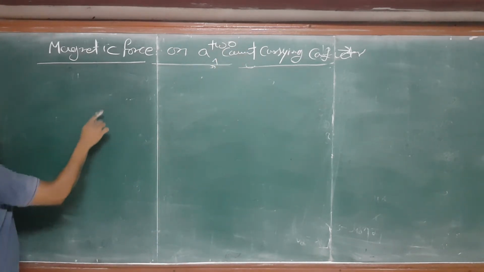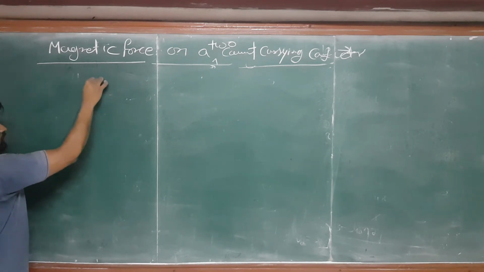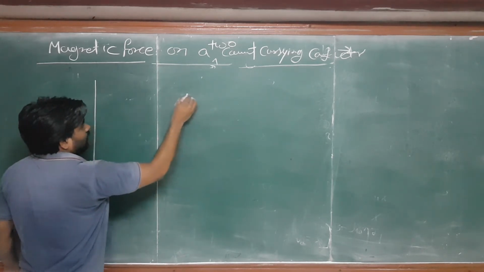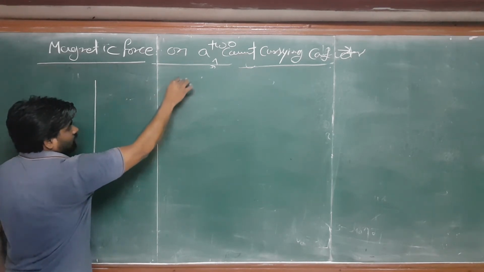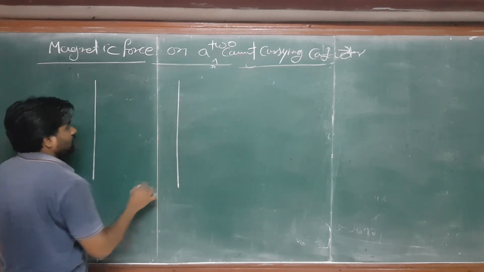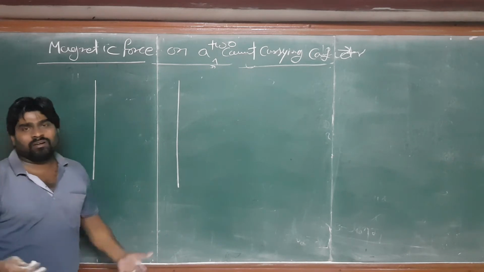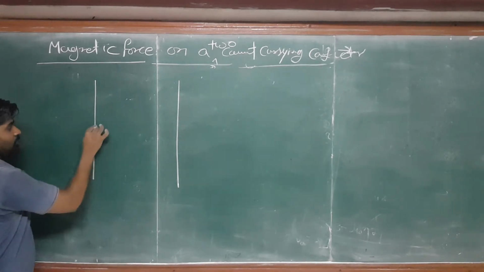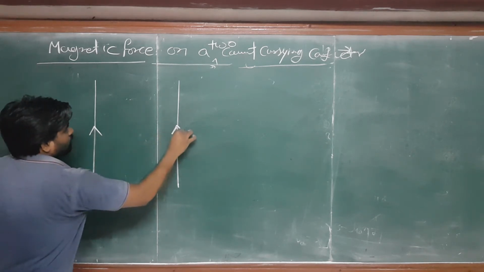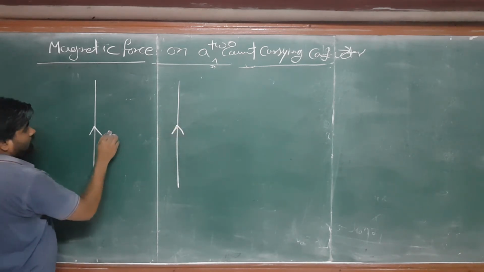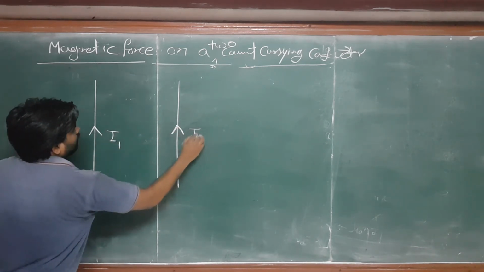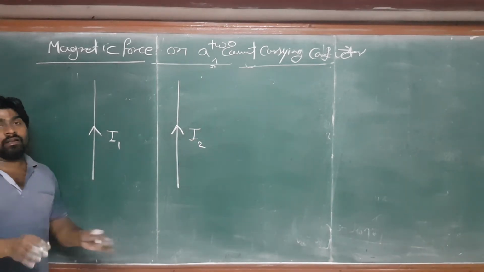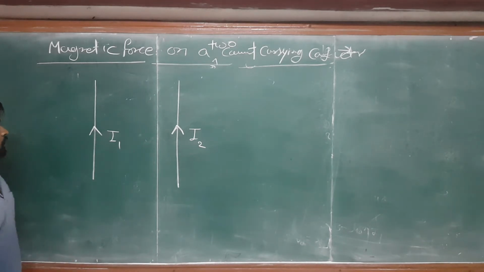Magnetic force on two current carrying conductors. Let's suppose there is one straight current carrying conductor, and there is another straight current carrying conductor, and they can carry the current in the same direction as well as in opposite. So I am taking the same direction of the current. Let's suppose they have the current I1, current I2, and they have the same length called L. So I can take L1 and L2.